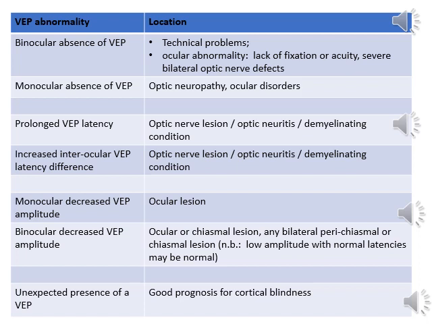With regards to latency, if there's a prolonged latency of the VEP, then the clinical correlates that one can consider is some sort of optic nerve lesion or optic neuritis or a demyelinating condition. And as we've discussed earlier, if there's a latency difference between the two eyes in the order of 6 to 10 milliseconds or more, one can consider again an optic nerve lesion or optic neuritis or a demyelinating condition in the eye that shows the later latency.